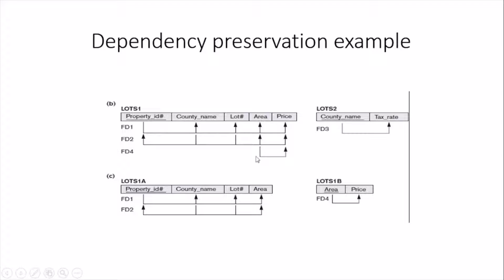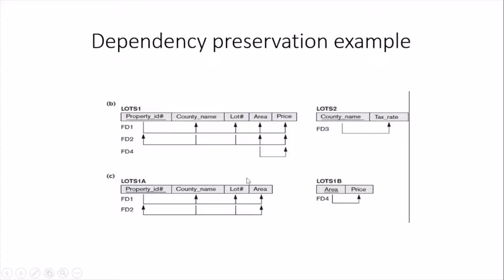Okay, so when you consider this kind of relation, you can say that this is in 2NF, as it satisfies the conditions of 2NF. But this is not in 3NF because of the last dependency, FD4, between area and price, where area is not a super key and price is not a prime attribute. So this is not in 3NF.